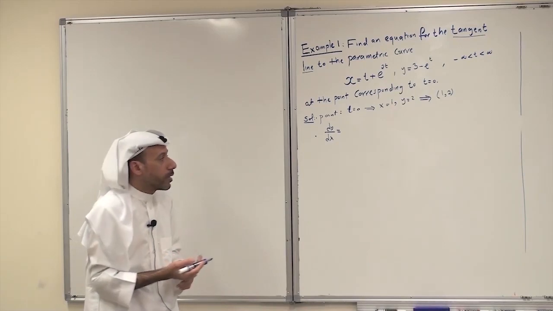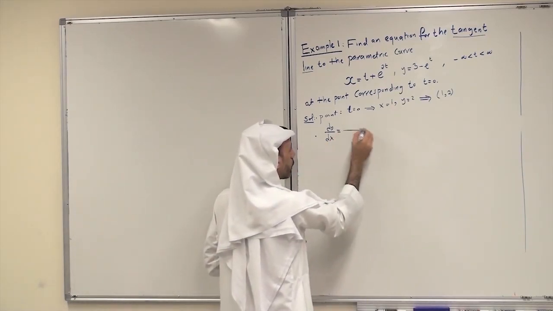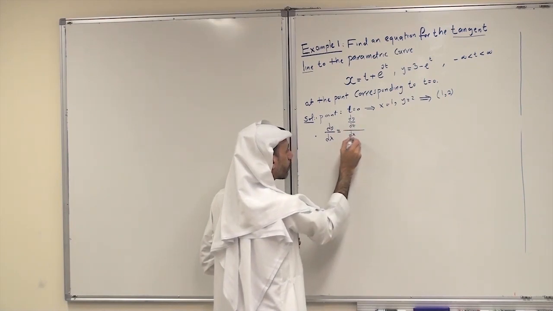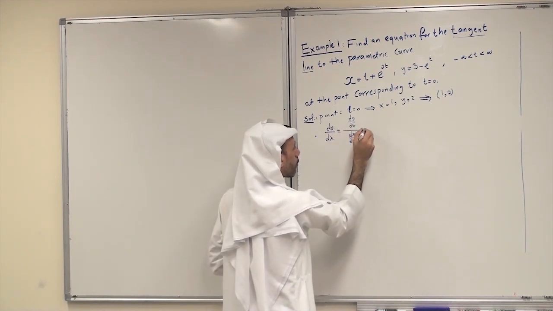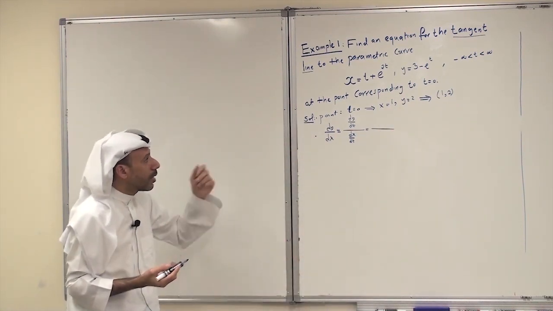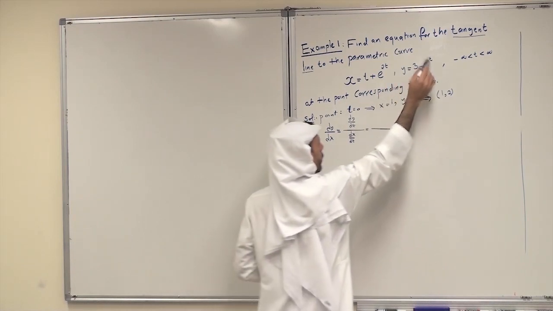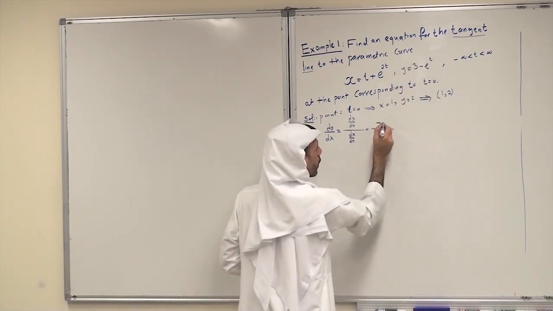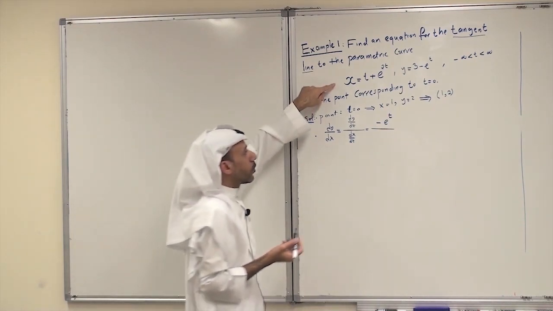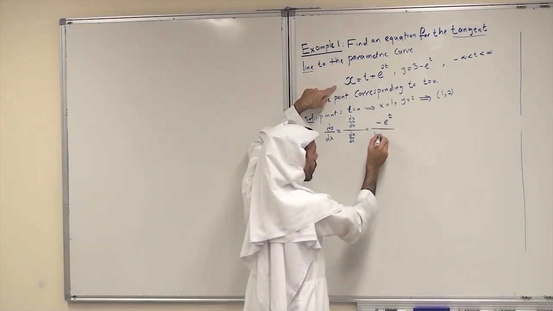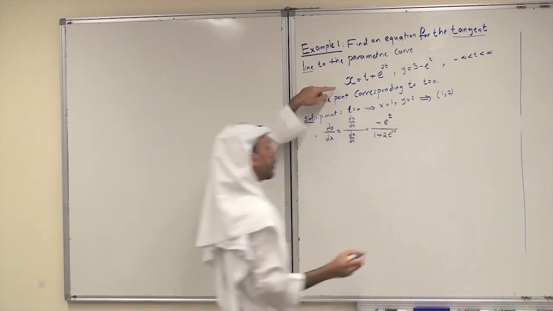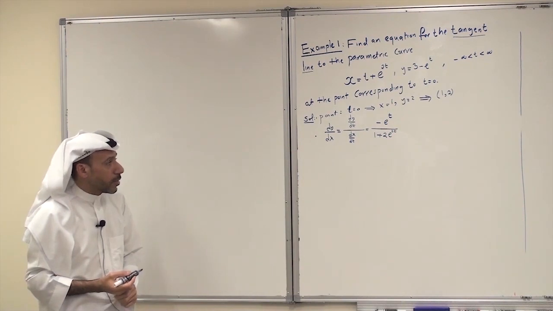We have a formula for the derivative, which is dy/dt over dx/dt, of course provided the denominator is not equal to 0. Now differentiate y with respect to t, this becomes minus e to the power t. For the denominator, the derivative of x becomes 1 plus 2e to the power 2t. This is the derivative, dy/dx.